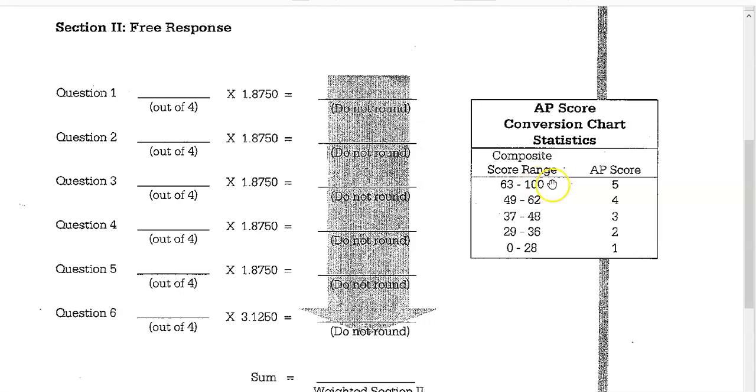I would say this was a little on the low side. This is one of the more difficult exams, so maybe you could say 70 and above is typical for a 5. So that might help you understand how the scoring goes and why it's so important to get to question number 6. So let me answer a couple other questions.